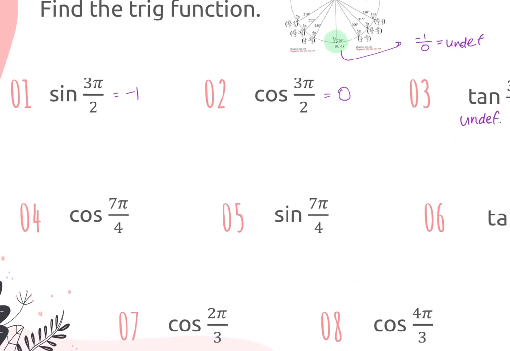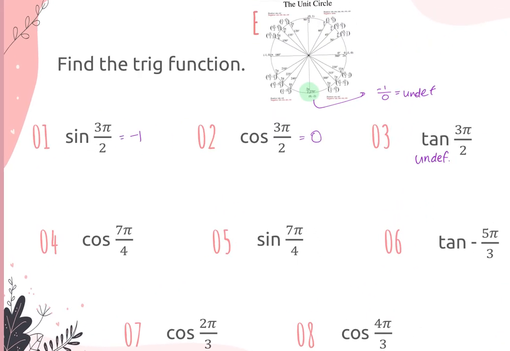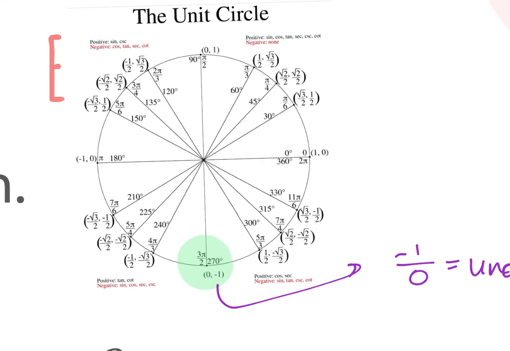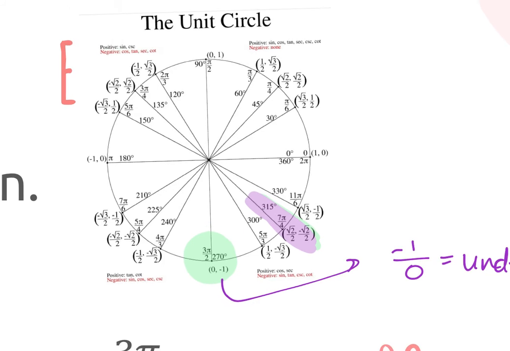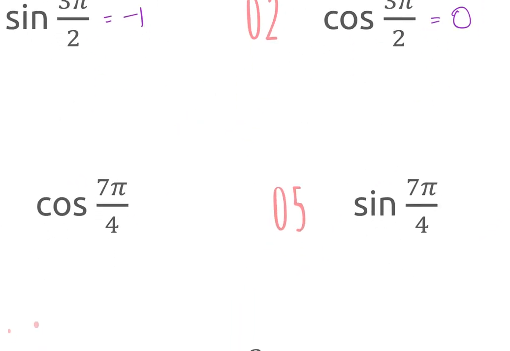Then I go cosine 7 pi over 4. So I'm going to go to my unit circle. I'm going to locate 7 pi over 4, which is down here in my 4th quadrant. And I want the cosine there, which is which coordinate point? X, which is positive root 2 over 2.